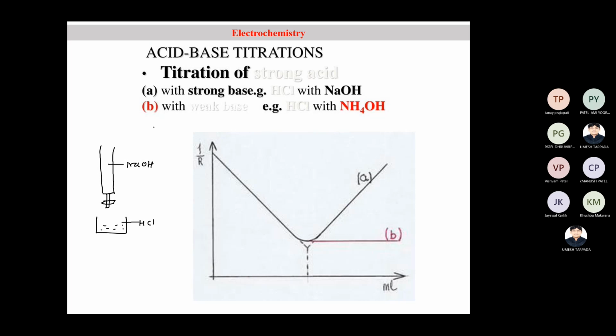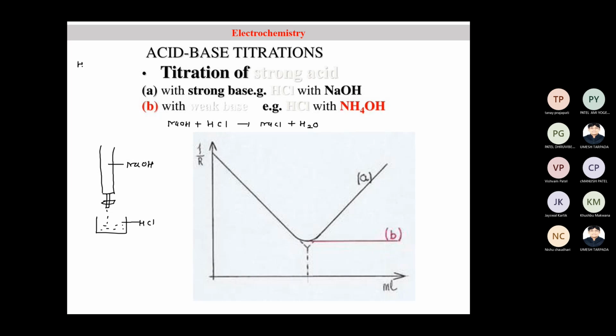So during titration, what will happen if you add NaOH from the burette? Na plus ions of NaOH will take the position of H plus. So H plus of the acid is replaced by Na plus, and you get NaCl plus H2O. This is the reaction. Highly conducting H plus ion is replaced by low conducting Na plus.